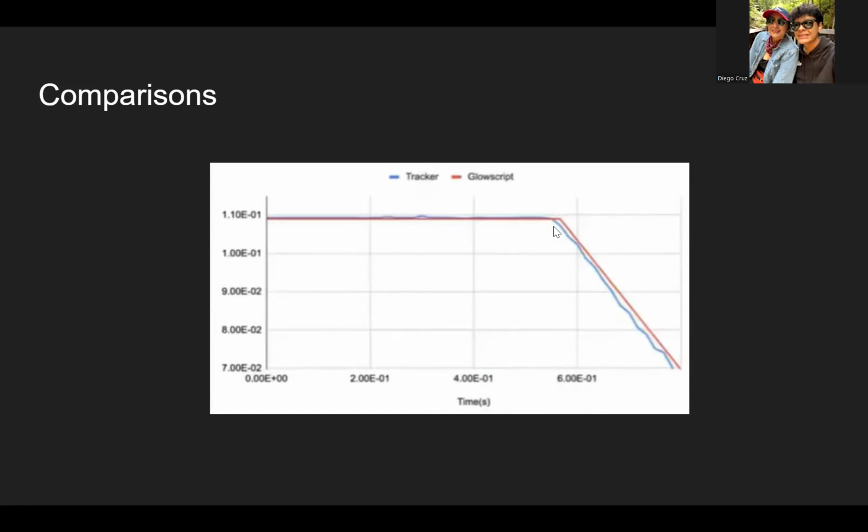And so these are what the final results look like. This blue one was the tracker, and GlowScript is this linear line. It has a flat slope because it's code, and then it's gonna have a linear decline. As you can see, these differences are very slight. So overall, they did pretty good.